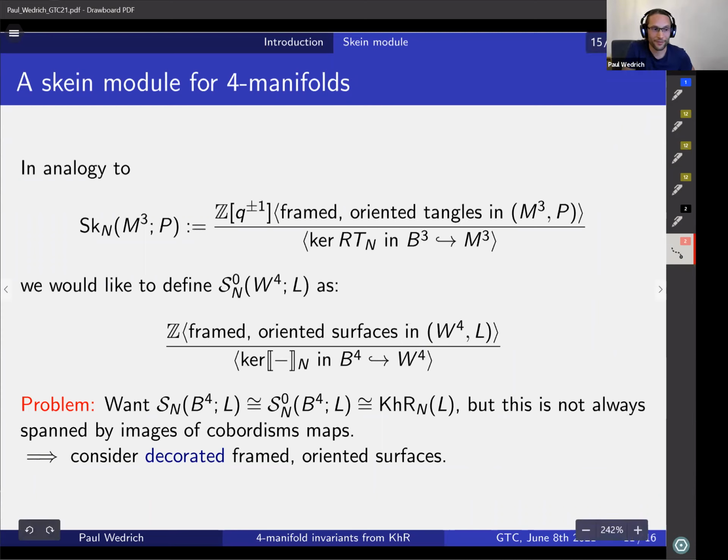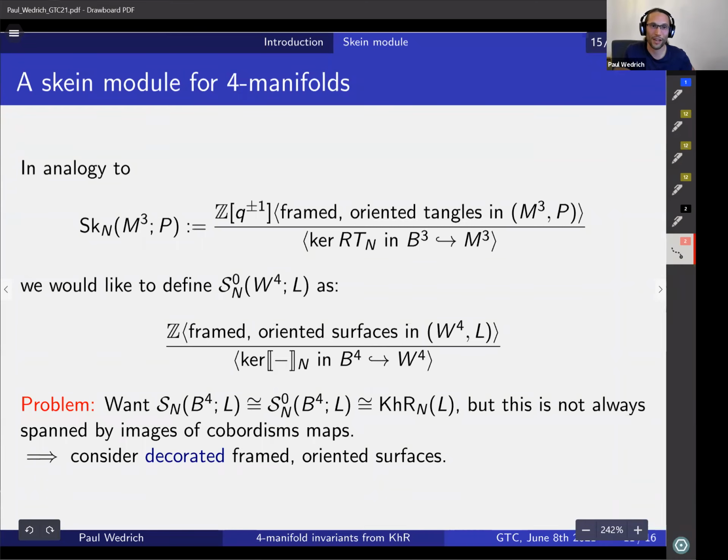So I should say that this naive thing doesn't do what we want. The only expectation that I tried to raise was that when you take the 4-ball with a link in the boundary, you should recover the link homology. But this would require that the homology of any link is spanned by the image of cobordism maps from the empty link, and that's just not true. So these skeins are not big enough to span these skein modules where we already decided what we want. To get this to work, it's not enough to consider these surfaces in the 4-manifold.